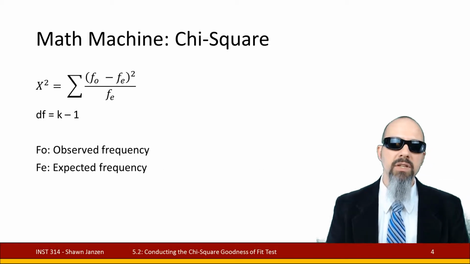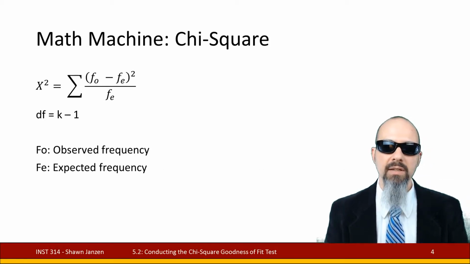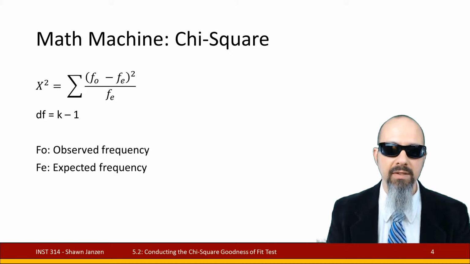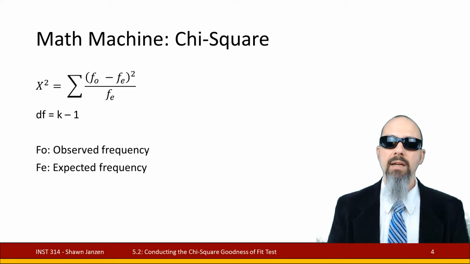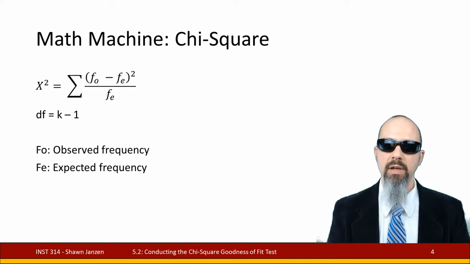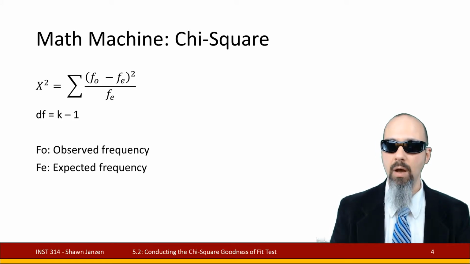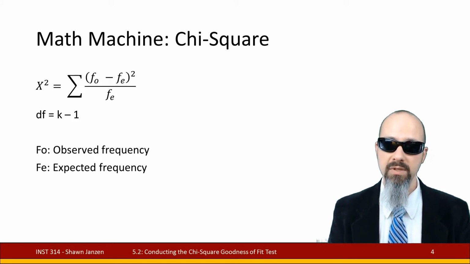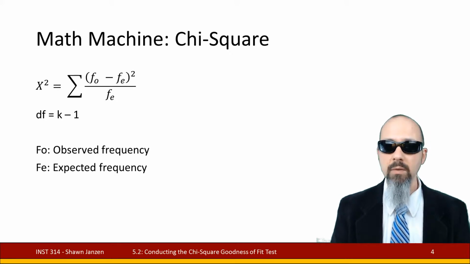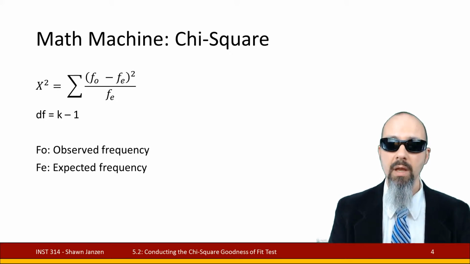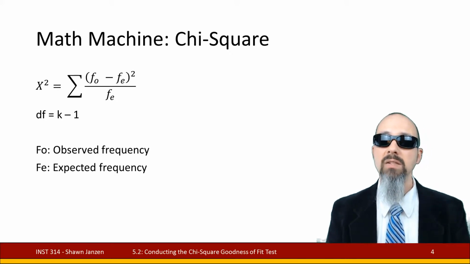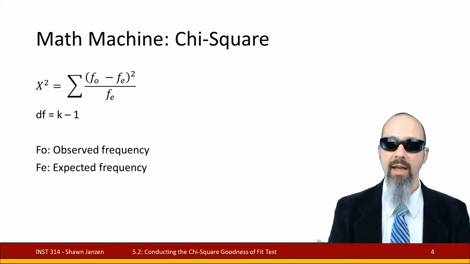Now, the math machine, the formula for this, is the chi-square, which kind of looks like an X, but it's the Greek letter chi, capitalized, then a large sigma. And then we see a division line here. In the numerator, in parentheses, we have f sub o, which is short for frequencies observed, minus f sub e, which is frequencies expected. Those are differenced and then squared, divided by f sub e.